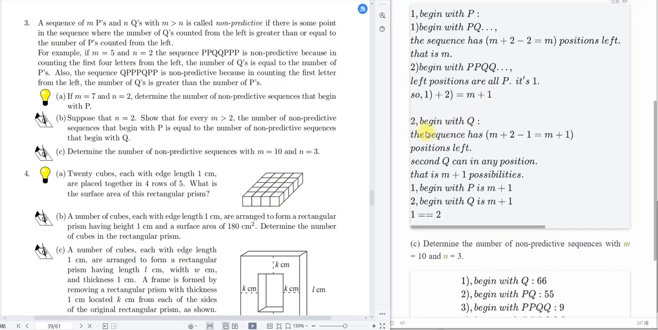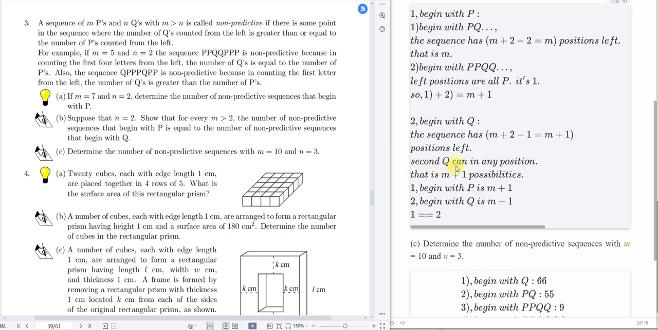Okay, let's discuss beginning with Q. Beginning with Q, it's already a non-predictive sequence because counting the first letter from the left, the number of Q's is greater than the number of P's. So the sequence has m plus 2 minus 1 because we begin with Q. So this is position 1. So minus 1, there are m plus 1 remaining positions.